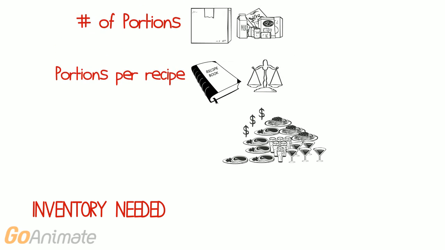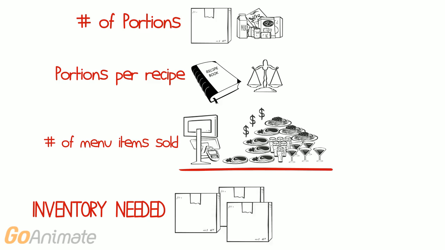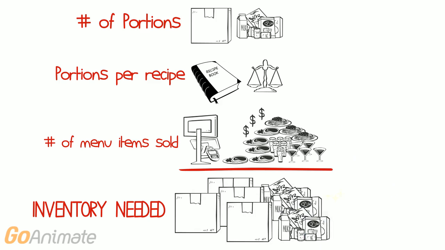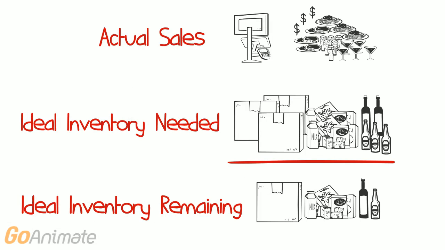Once we know the number of portions of product that come from a case and the amount of portions that it takes to make each recipe, and the number of recipe items sold, we'll know exactly how much inventory we needed to execute against those sales. We'll also know from our actual sales what was the ideal inventory needed and what's the ideal inventory remaining based on the invoice quantities we purchased from our vendors.